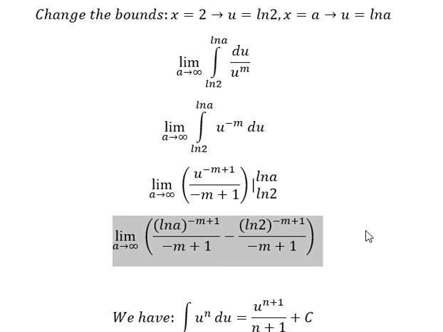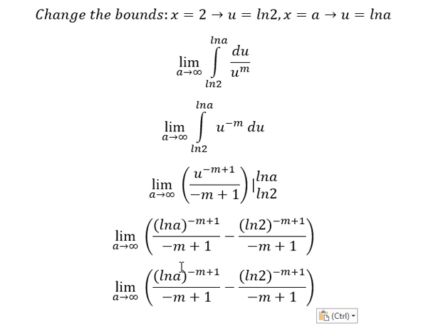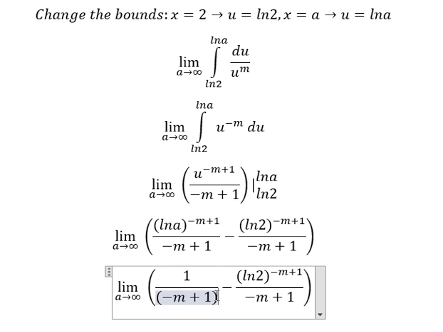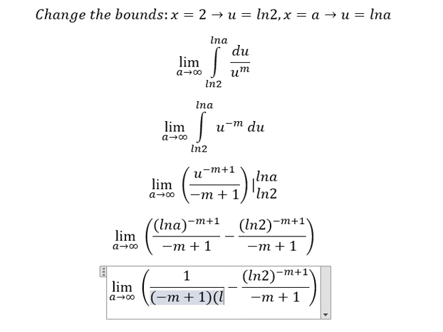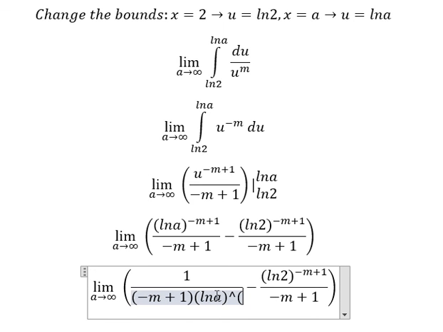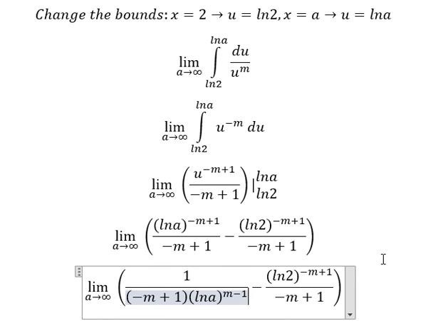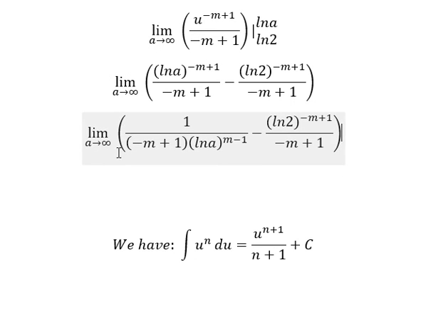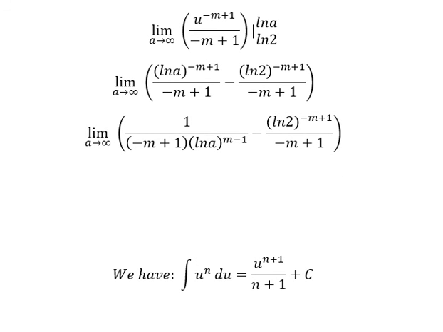Next, for this one we can put it into the denominator. That should be like this. We put the negative in here and we have m minus 1. Now, we want to find the value of m to make sure that this is convergent.